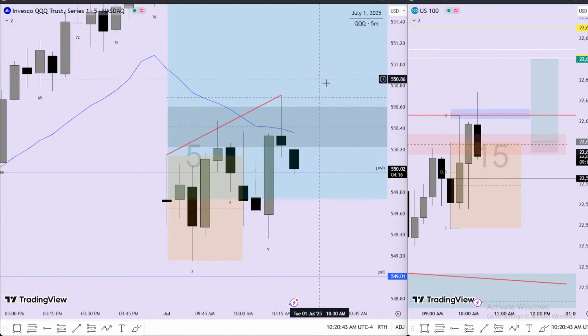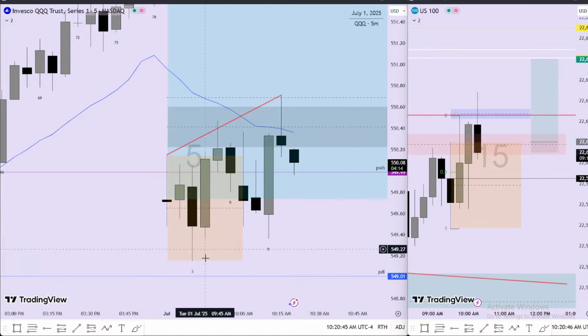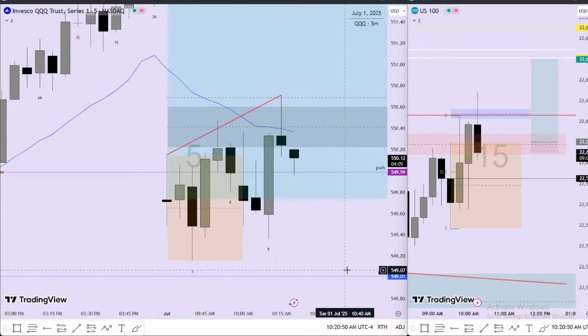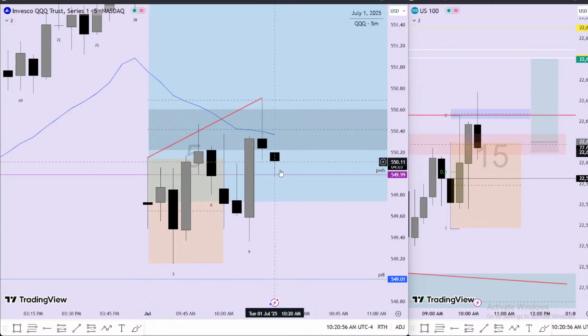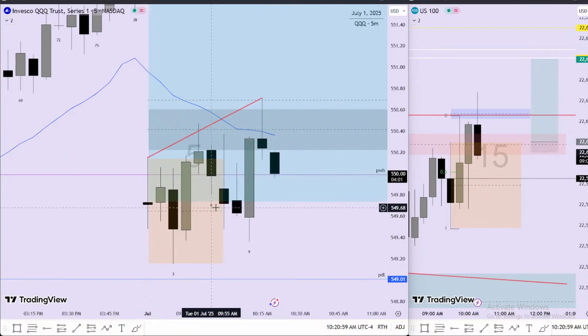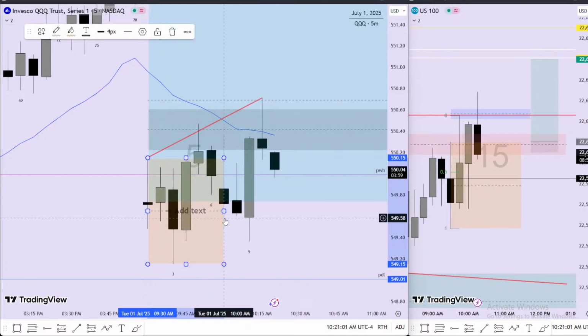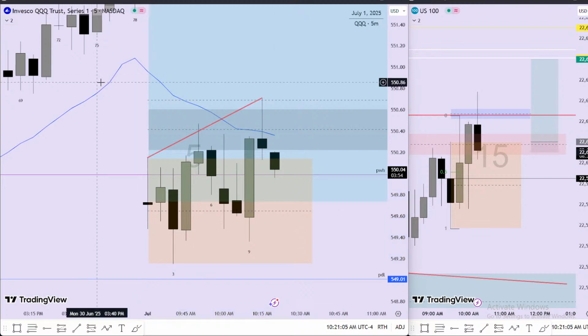This would complete the whole range. This was the first leg, second leg, third leg. We'll come back to the opening of the first leg and then a bear flag and follow through. We're back inside the initial range.